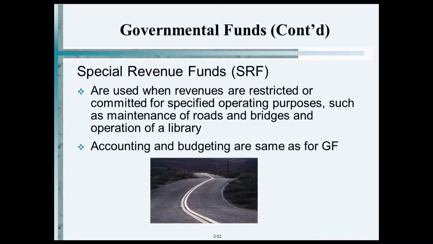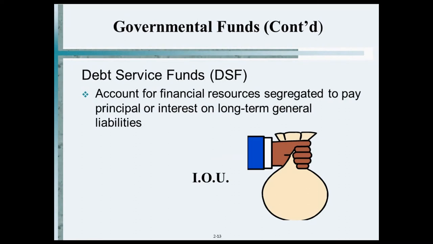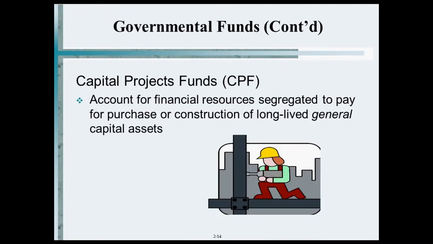Special revenue fund. Does a special revenue fund usually have a budget? Yeah, just like a general fund, right? Does it follow the same accounting process as a general fund? Yes. Does it use encumbrance accounting? Yes. All governmental funds use what? Encumbrance accounting. So we talked about debt service fund, which is basically used to account for principal and interest on long-term liabilities.